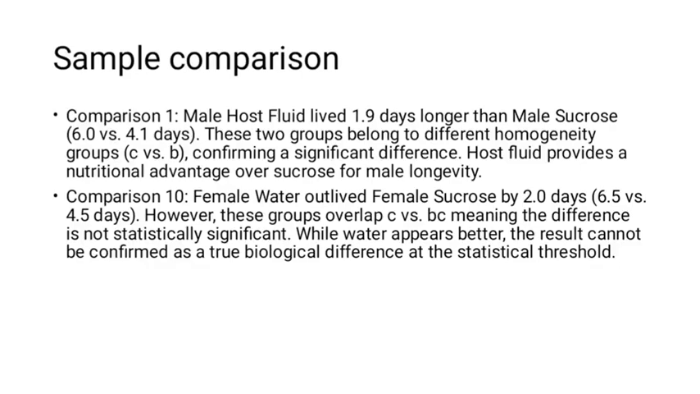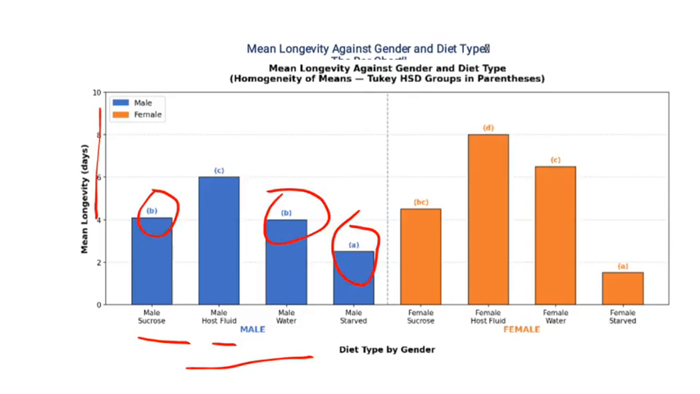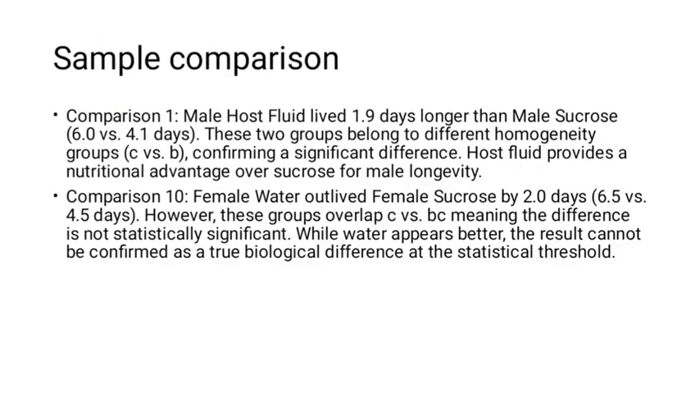Let's look at the other example here. I'm just giving us a sample of how we can write. Another example is the female, let's look at it together. We have female water outlived female sucrose by 2.2, and it's up to you how you write it. It's not compulsory that you write it this way. You can write female water lives longer than female sucrose, and they have no significant difference. Why?